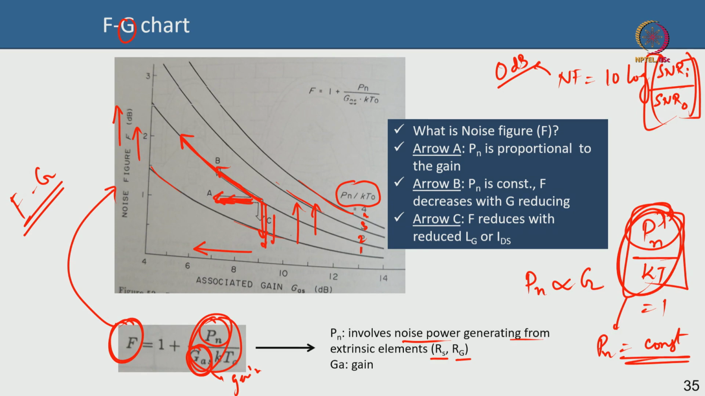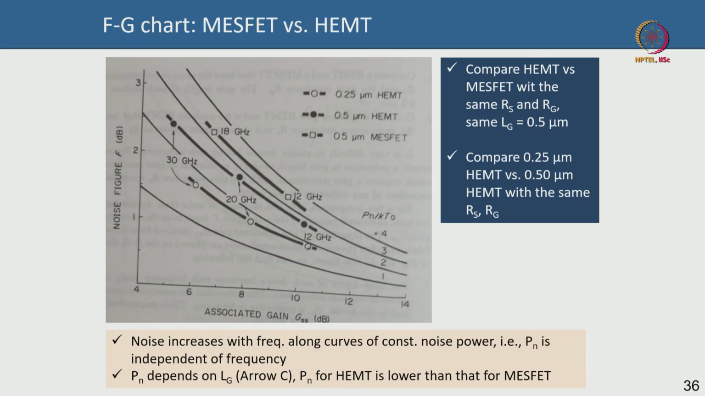Why am I discussing all this? Because I want to compare an InGaAs HEMT, low noise HEMT, with a gallium arsenide low noise MESFET, and see in this chart how they perform. However, comparing two different technologies is very difficult. So, what people have done is that in this chart they are comparing three devices. One is an InGaAs HEMT with 0.25 micron gate length, another is an InGaAs HEMT with 0.5 micron gate length. Okay. Now, if the gate length changes, the gate resistance also will change, which is not a good thing.